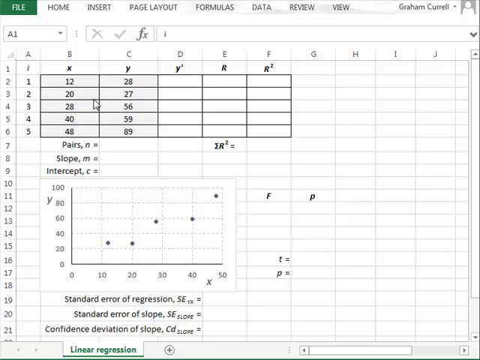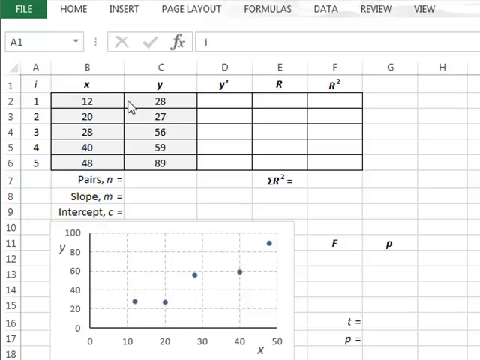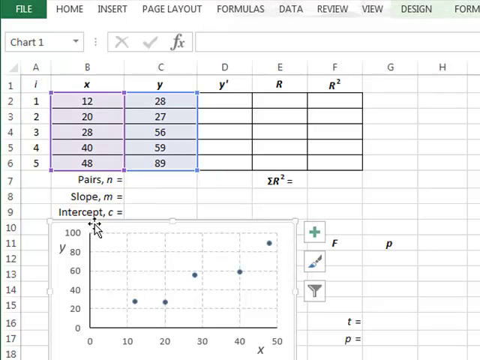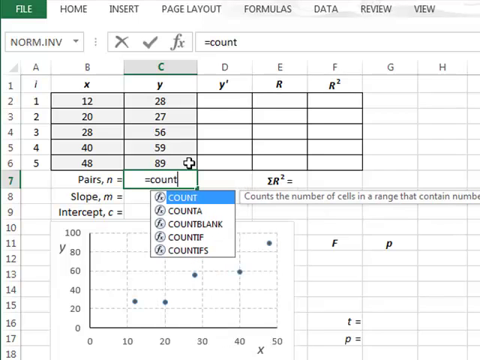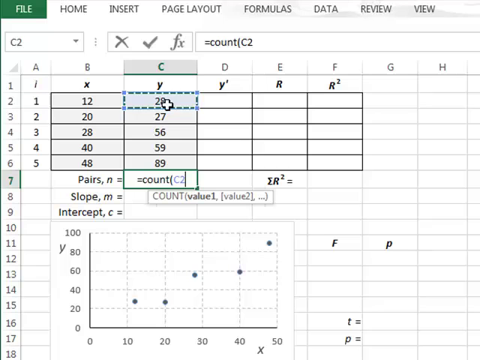In this video we will develop a range of statistics associated with the linear regression calculation. We start with a data set which gives the experimental y values for associated x values, and these have been plotted on this xy graph. We can start the analysis with the trivial calculation of counting the number of data pairs just by using the Excel count function and defining the cells over which we're counting.